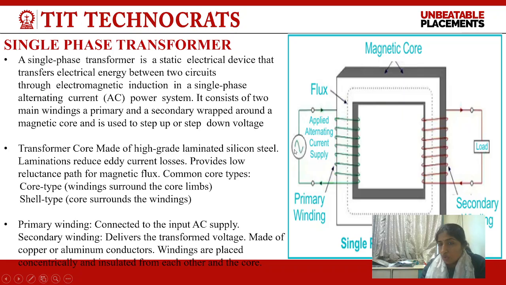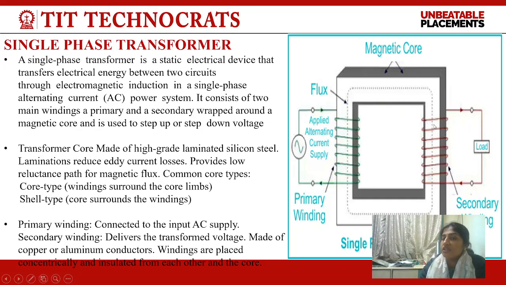When you give the supply of alternating nature, current will flow in the coil, and because of the current flow, mmf is going to be induced, and because of that mmf, magnetic field lines are going to be created. These magnetic field lines are going to move in this magnetic circuit, and they are going to link with the secondary side.